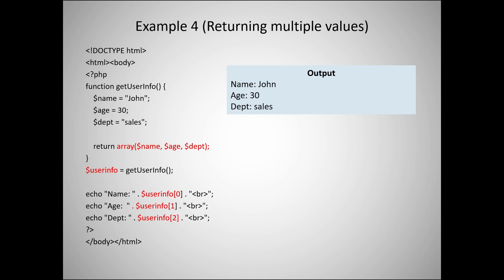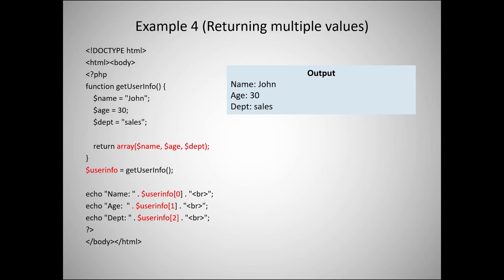This example shows how we return multiple values. When you want to return multiple values, we use an array. With the help of an array, we can return multiple values. In this function, we are initializing name with some value, age and department. We are going to return all three values by using an array.